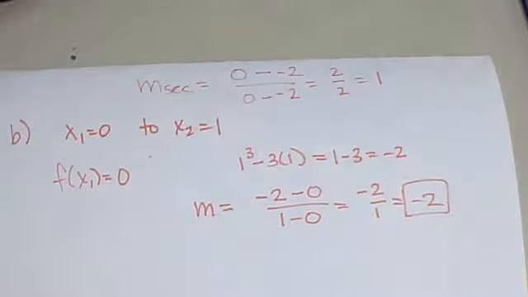Notice that the slope is not the same as it was when I went from negative 2 to 0. All that should mean to you is this is not a linear function because the slope is changing. That should make sense. It wasn't linear to begin with. It had a cubic at the front. So that's how you find average rate of change.